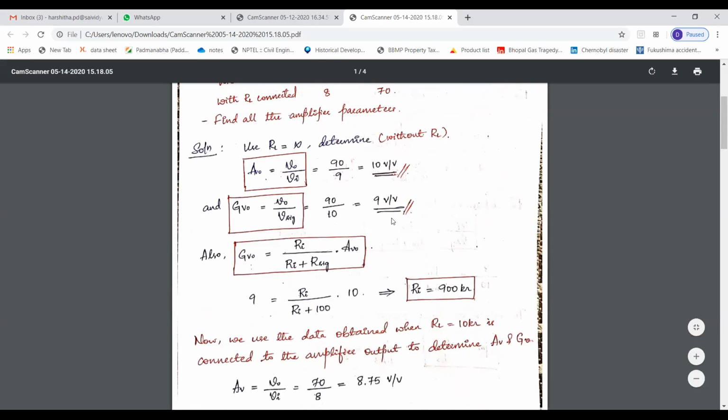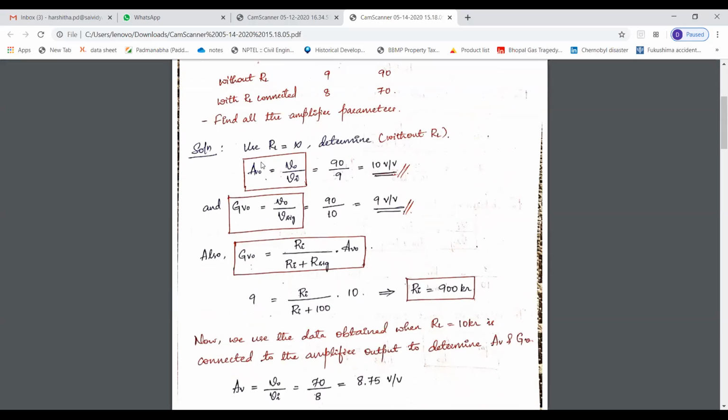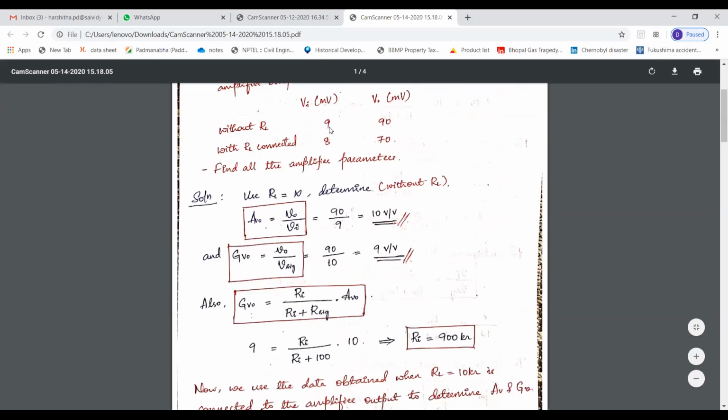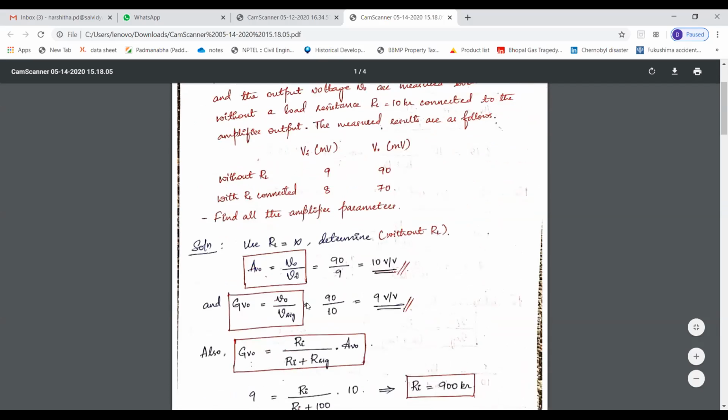So first, I'll consider input and output voltages without RL. Without RL, if I find out the voltage gain and the total voltage gain, it will be written as Av0 and Gv0. So Av0 is equal to V0 by Vi. Without RL, Vi is 9 and V0 is 90. So I substitute 90 for V0 and 9 for Vi, and I'll get Av0 as equal to 10 volt per volt, and Gv0 is equal to V0 by Vsig, that is given as the input to the circuitry. This Vsig data is given in the problem itself as it is equal to 10 millivolt. So V0 without RL is 90 millivolts, and this input voltage Vsig is 10 millivolts. So I'll get Gv0 is equal to 9 volt per volt.